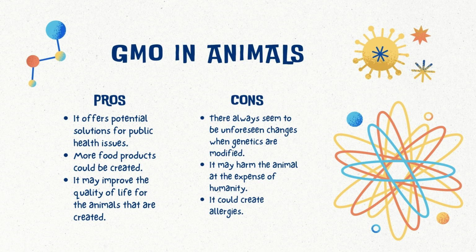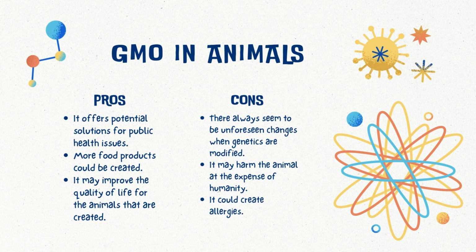Second, it may harm the animals at the expense of humanity. How we treat others helps to define who we are as a people. If we are willing to treat animals unfairly for our benefit, what becomes the next step in the process? Sacrificing humans that don't meet the expectations as well?